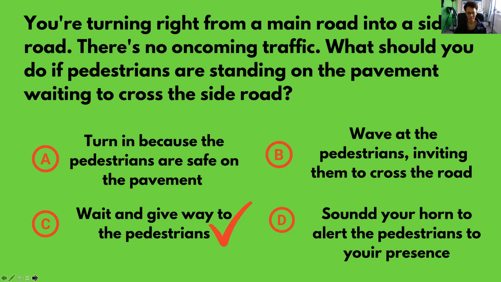And the right answer here is wait and give way to pedestrians. How did you get on? That's what we need to do now. We need to approach a junction nice and slowly and wait and give way to pedestrians who are waiting to cross, as well as who are already crossing.